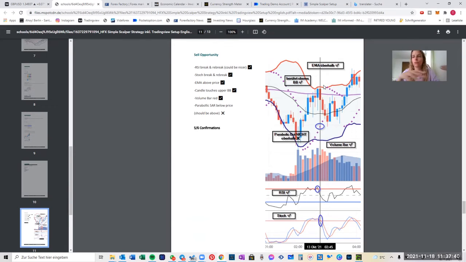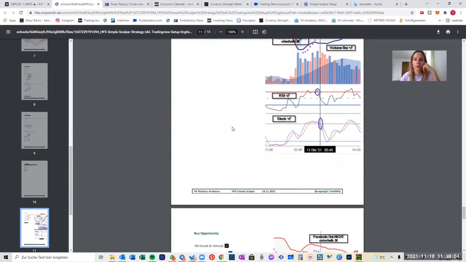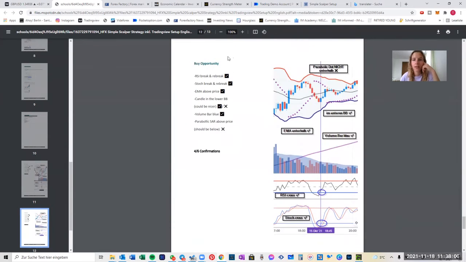That's going down for rejection. Or here you see buy for upward. Volume bar is red. Parabolics are below price. That's wrong here because it's down and it should be above, like we discussed. But here you see the importance of the indicators. Then we have a buy opportunity, RSI break and re-break here, and stochastic, both right.